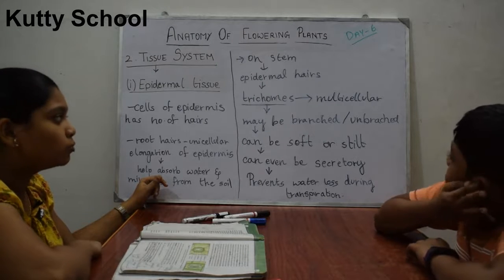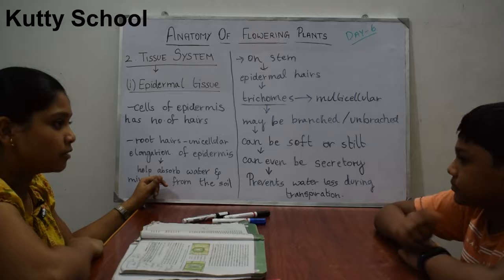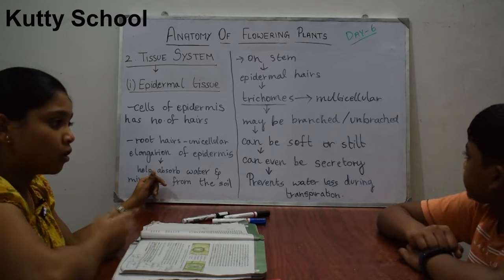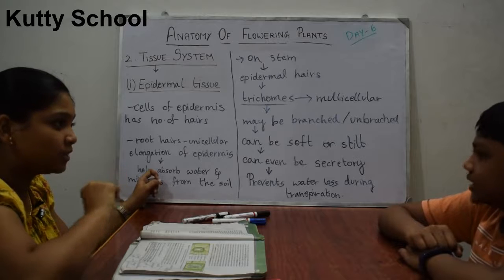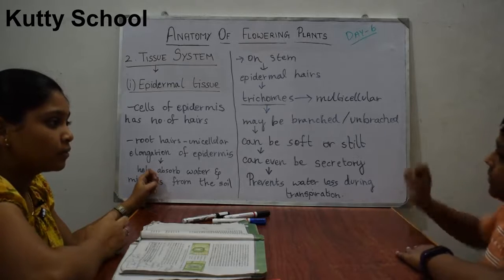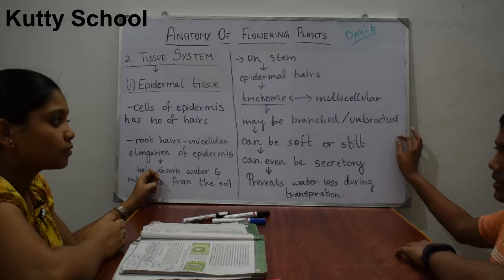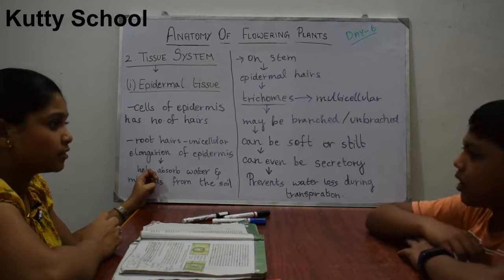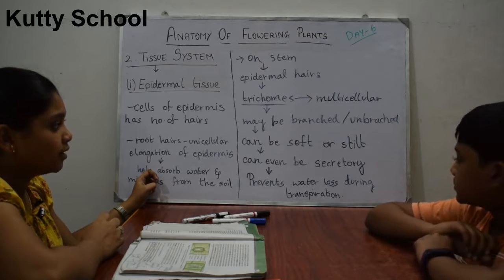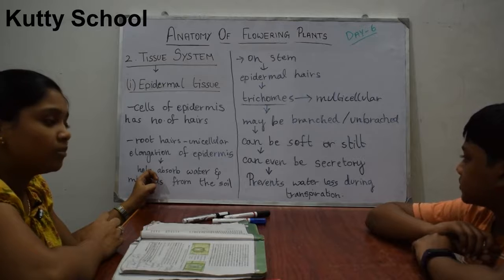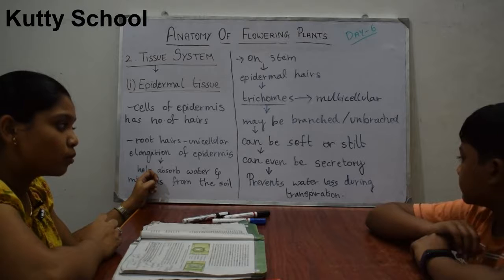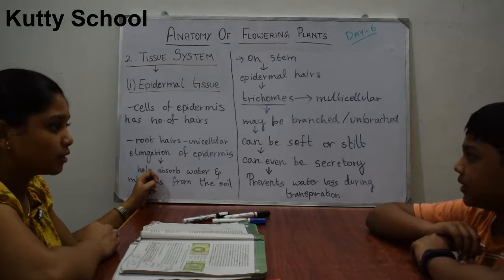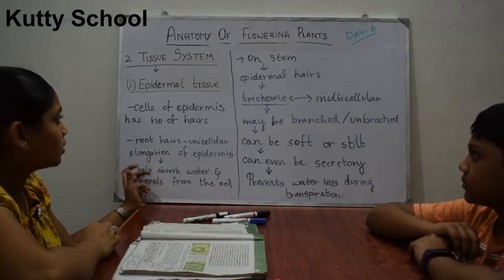These trichomes can be branched or unbranched, and can be soft to touch or like a needle, stiff and straight. Some plants have very strong hairs. These trichomes can even be secretory, they can secrete something. And they prevent water loss during transpiration. So this is about epidermal tissue.